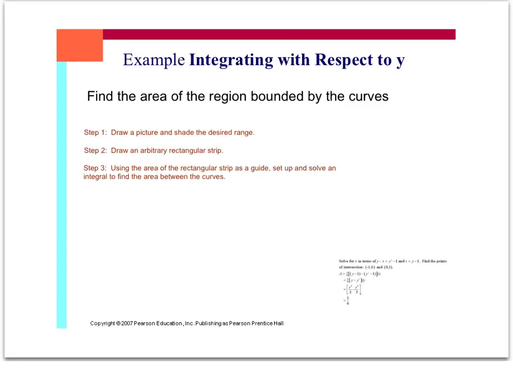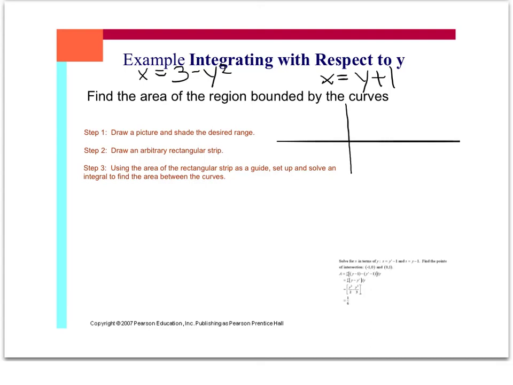An example of this. So let's say that we have the functions, and I wrote in these functions, we have x equals 3 minus y squared is the first one, and then the other one is x equals y plus 1. And we want to find the area between these two curves. Well, let's take a look at what these curves look like, okay?